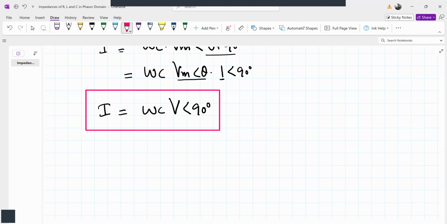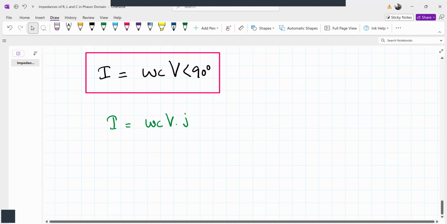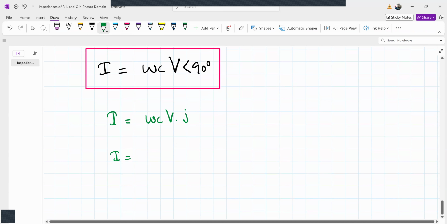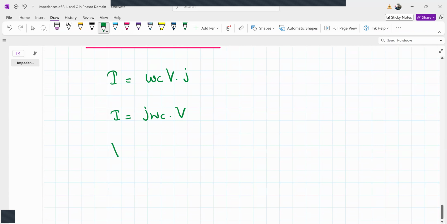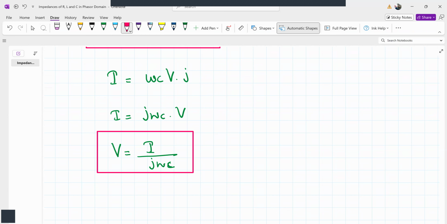Okay. Now we can also write 1 at an angle of 90 degrees as j. So I can say I is equal to omega C V phasor times j. So this we can write as I phasor is j omega C times V. From this we can get V. V is simply I divided by j omega C. So this is the voltage and current relationship in phasor form.